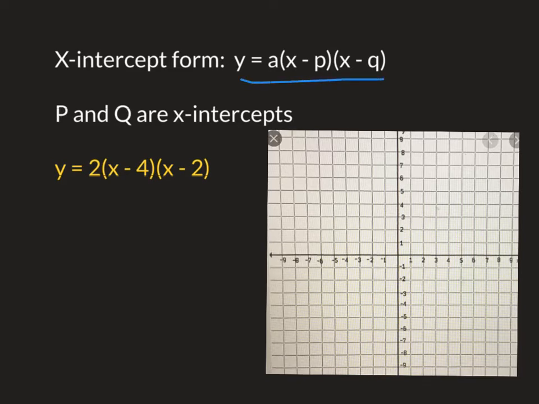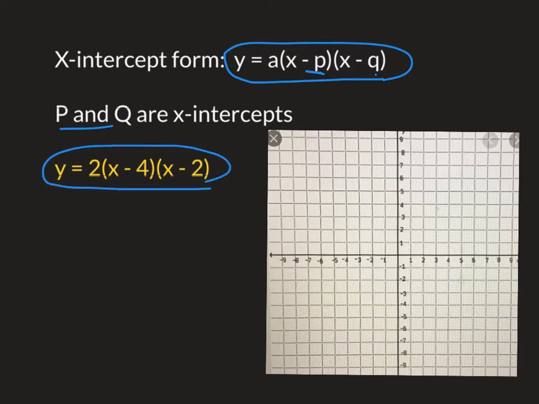It's going to be factored out for you. It's going to have an a and an x minus or x plus something, and x minus or plus something else. The p and the q up here represent the x-intercepts, and they're in parentheses, so like always, it's opposite of what you think. I'm going to show you one right here. This one right here, y equals 2 times x minus 4 times x minus 2.